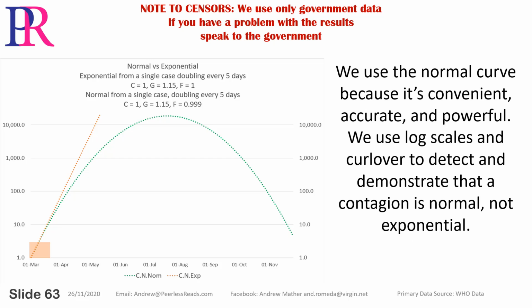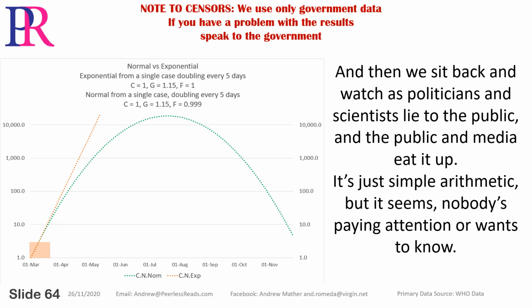We use the normal curve because it's convenient, accurate and powerful. We use log scales and curl over to detect and demonstrate that a contagion is normal, not exponential. And then we sit back and watch as politicians and scientists lie to the public and the public and media eat it up. It's just simple arithmetic, but it seems nobody's paying attention or wants to know.